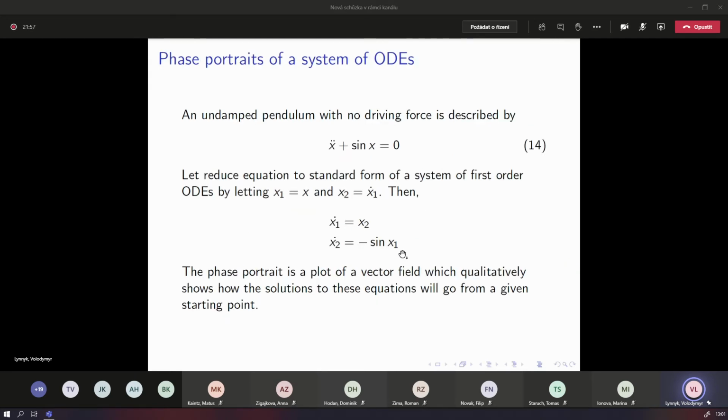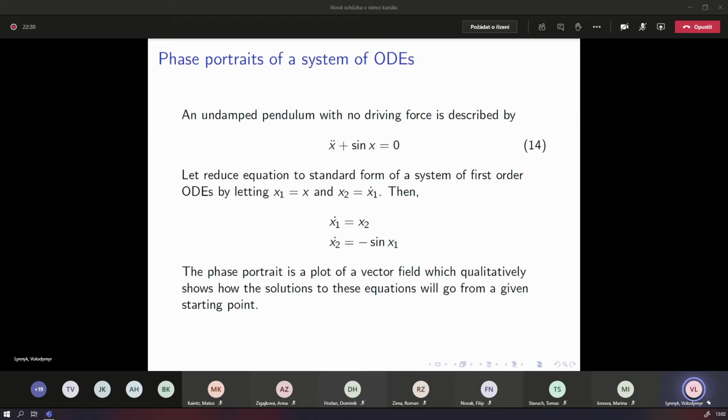Phase portrait of a second-order system. An undamped pendulum with no driving force is described by the next equation: x double dot plus sin x equal to 0. Let's reduce the equation to the standard form of a system of first-order equations by letting x1 equal to x and x2 equal to x1 dot.